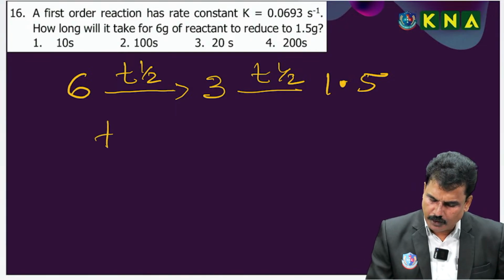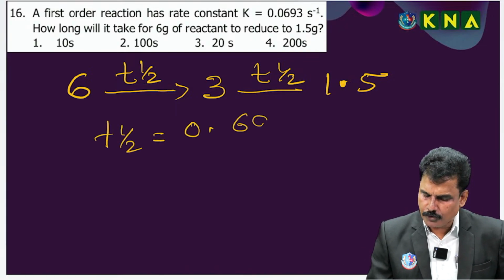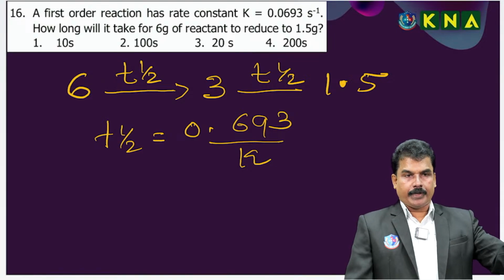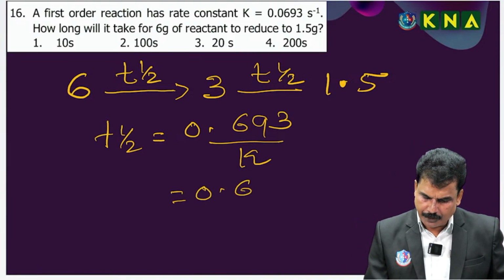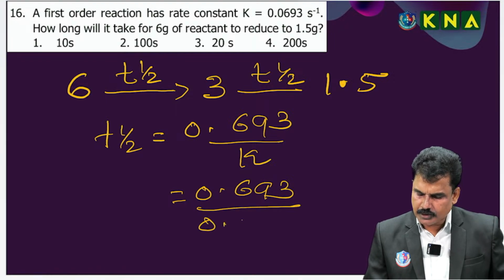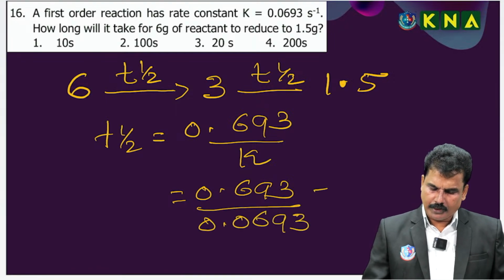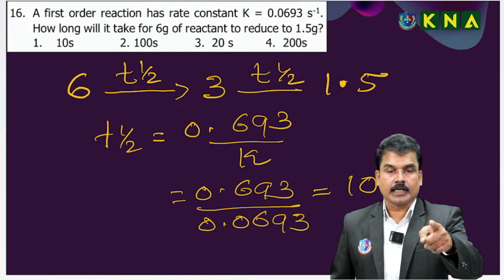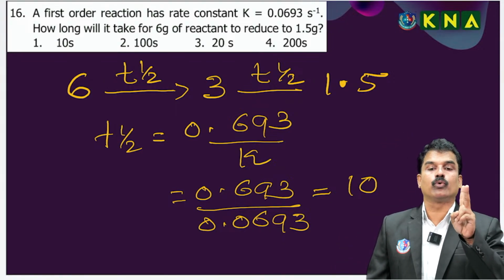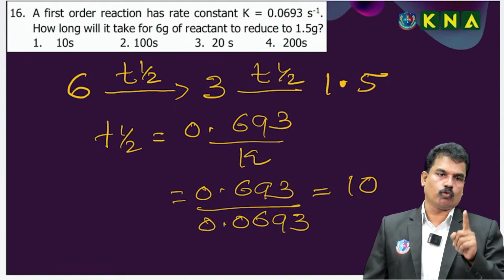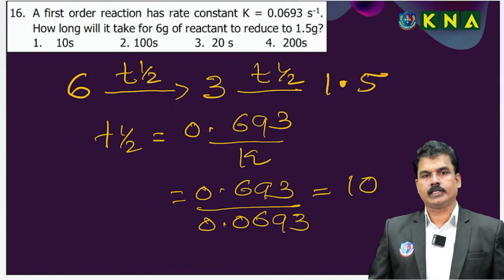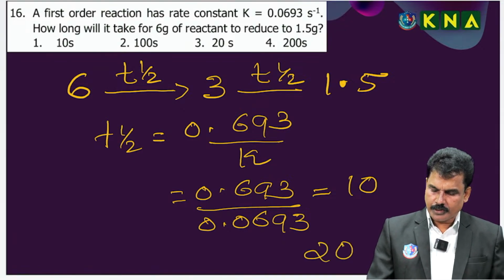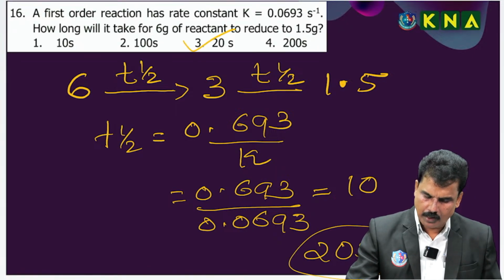What is half-life of a first order reaction? T half is equal to 0.693 by K. From that you are getting half-life period because K is given in the question, 0.693 by 0.0693. What is the T half? T half is equal to 10. Here for this change in concentration, how many T half is required? 2 T half. 1 T half is 10. So what will be the answer? 20 is the answer, 20 second. 2 half-lives will be taken for this change. So the third option will be the correct option.